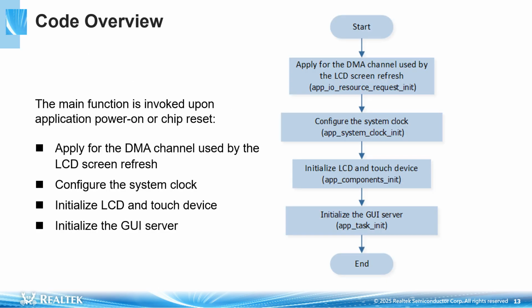This section will introduce some of the source code used in this project application. When the application is powered on or the chip is reset, the main function is called. In the main function, the function app_io_resource_request_init is first called to request the DMA channel used for LCD screen refreshing. Next, the function app_system_clock_init is called to configure the system clock. Then, the function app_components_init is called to initialize the LCD and touch devices. Finally, the function app_task_init is called to initialize the GUI server.